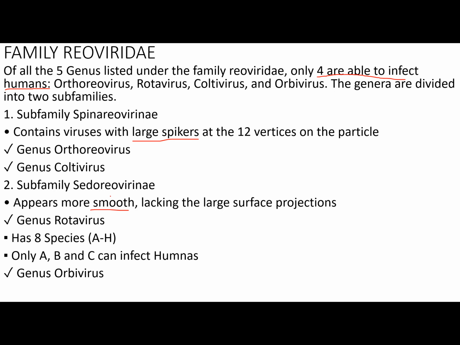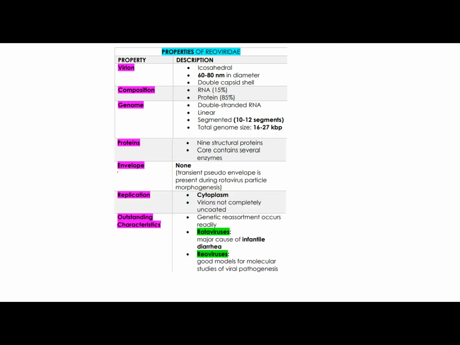Now, under Pseudorheovirinae, we have the genus Rotavirus. Now, the genus Rotavirus, class, has eight species. Eight species. Rotavirus A, B, C, D, E, F, G, and H. Now, take note, class, that only rotavirus species A, B, and C can infect humans. Then we have the genus Orbivirus, also under Pseudorheovirinae.